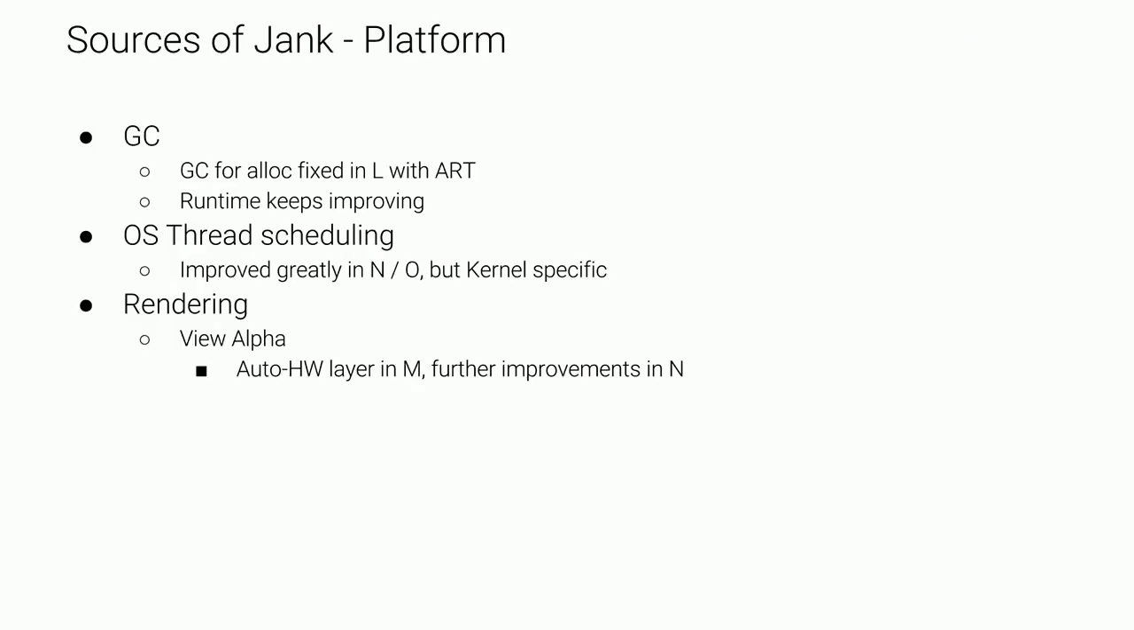Rendering is an interesting one. I work a whole lot on rendering. Specifically, one of the things that I remember Chet and Romain talking about years ago has been view alpha. There's has overlapping rendering, there's set layer type hardware, there's some other callback somewhere that I need to remember. Well, we try to improve that. So we started adding auto hardware layer in M. You get that for free. In M+, you can still use hardware layer to avoid that problem. But we've gotten even further improvements in N, improving the worst case.